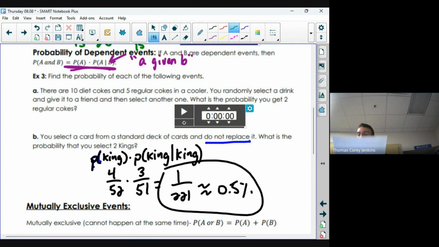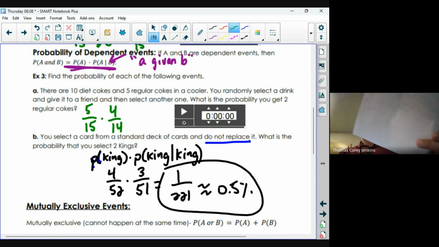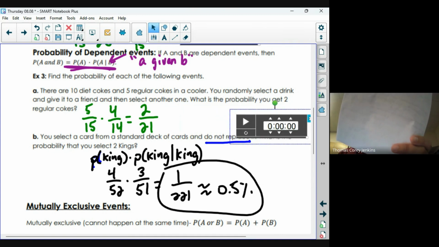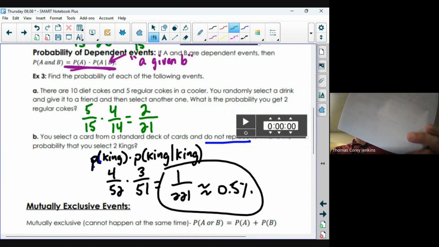All right, guys, that probability would be, as a reduced fraction, 2 over 21. I think that's about 9.5%. Let's see how we get there, okay? So probability of a Coke on the first draw would be 5 out of 15, or 1 out of 3. A Coke given a Coke would be 4 out of 14. Does that part make sense to everybody? All right, then we do the math, get 2 over 21. Does anybody have the decimal in front of you? Is 9.5% correct? Anybody have that? Yeah, so about 9.5%. Thanks for the help.